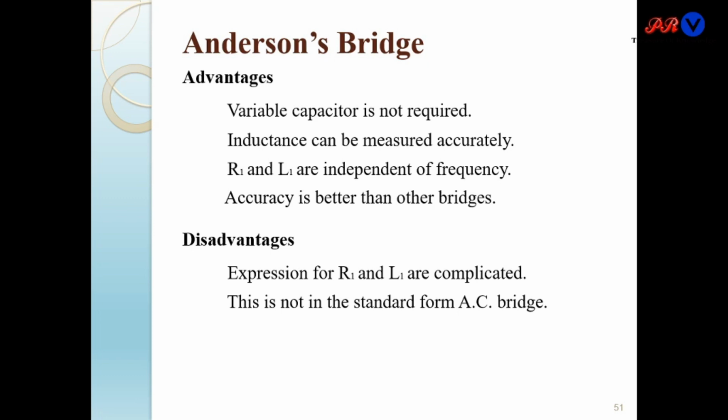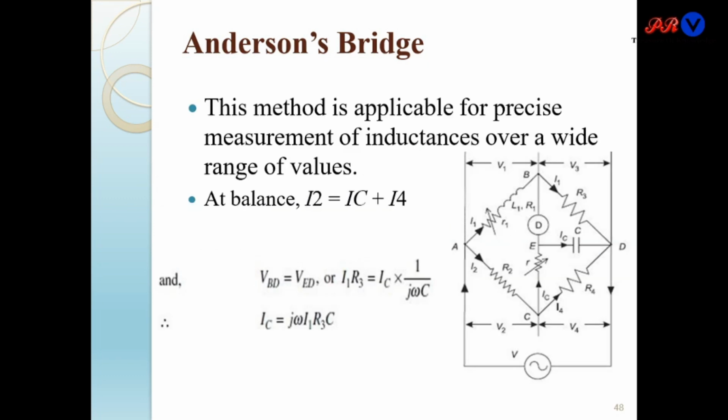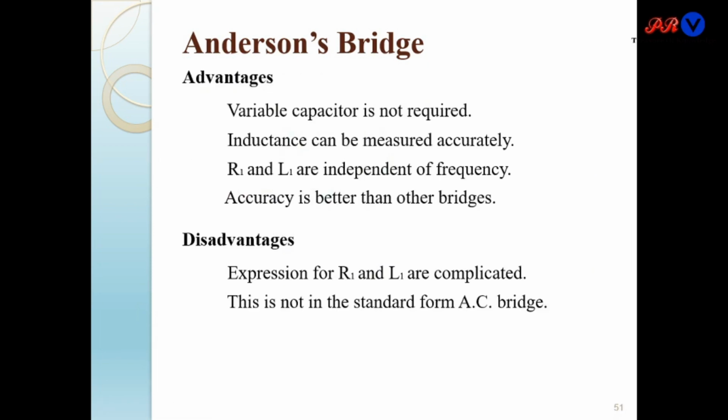And the disadvantage of Anderson bridge is that the expressions for R1 and L1 are complicated. As I already told you, it has somewhat complicated equations to find R1 and L1. Second, this is not the standard form of AC bridge because it contains another arm, this ED branch. So it is not a standard form of the bridge, but it can calculate the value precisely. So this bridge can also be used for measurement of inductance.